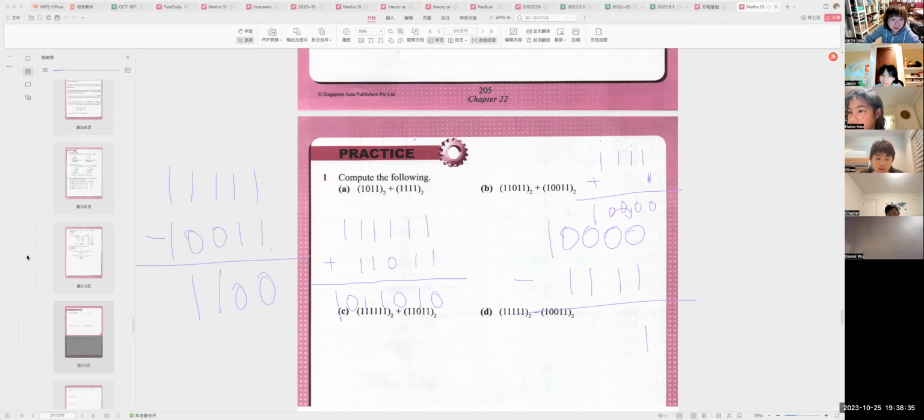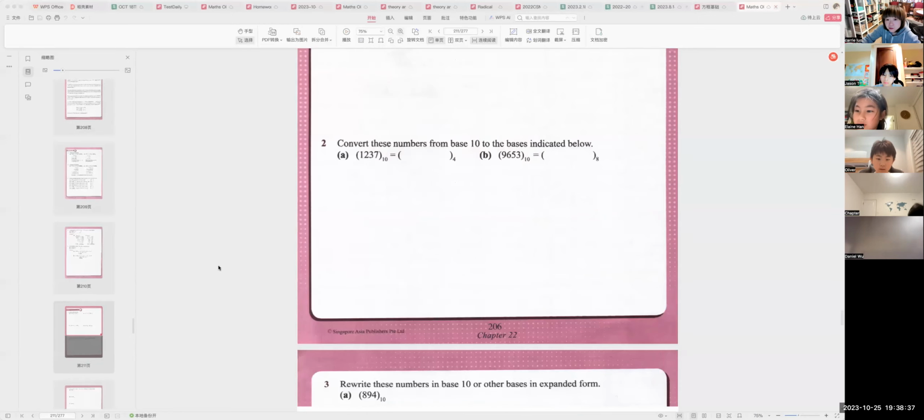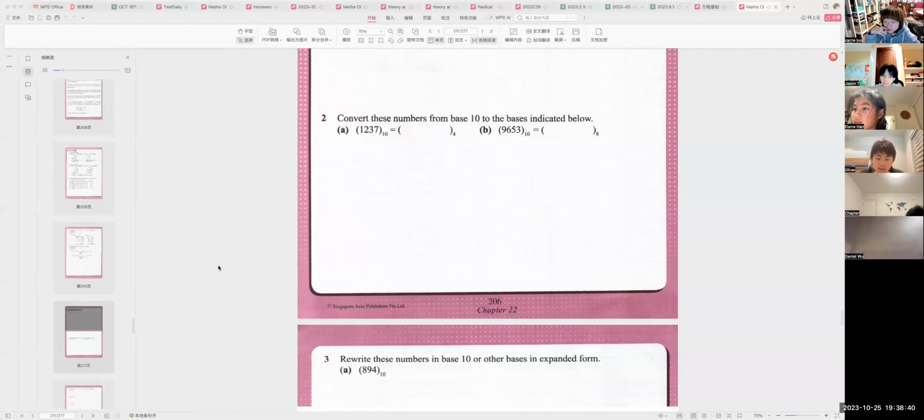Okay, so let's just do the next one. Convert these numbers from base 10 to the bases indicated below. Doing 2, right? The first one is base 4 and the other one's base 8.